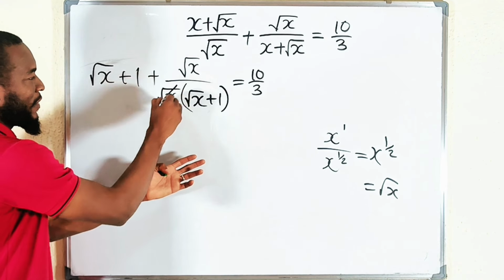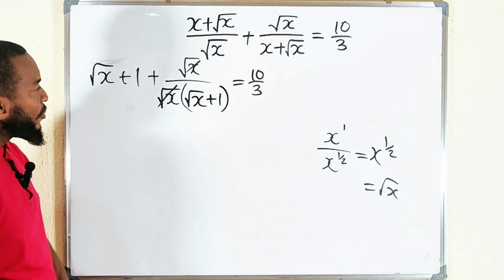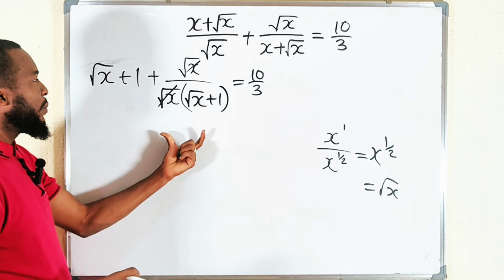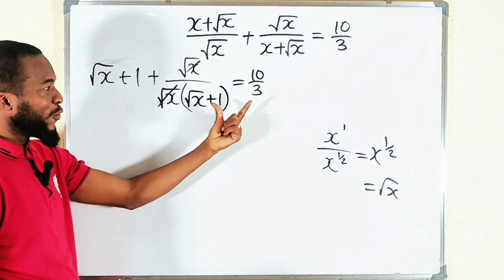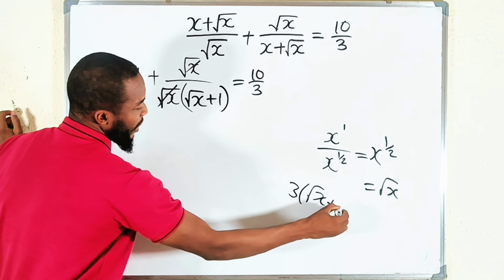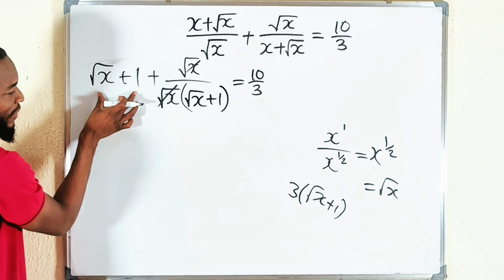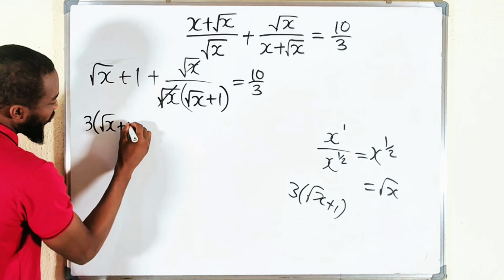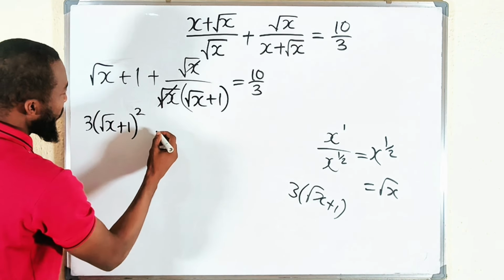From here, this and this will cancel automatically. So what can we do? We can do some things directly mentally. We can multiply all the terms by this and also by 3. So we can take 3 times square root of x plus 1 multiply across. So if you take the whole of this, you multiply by this, you're going to get 3 times square root of x plus 1 squared. Yes, because this times this, they are the same, right? To the power of 2.